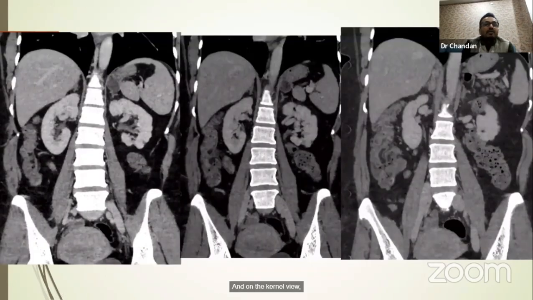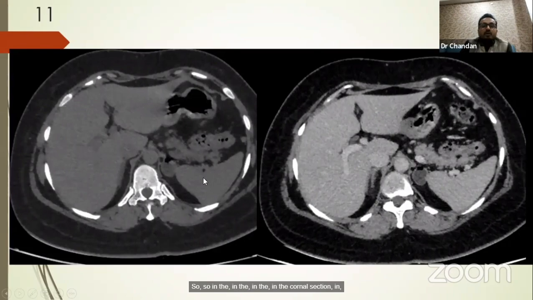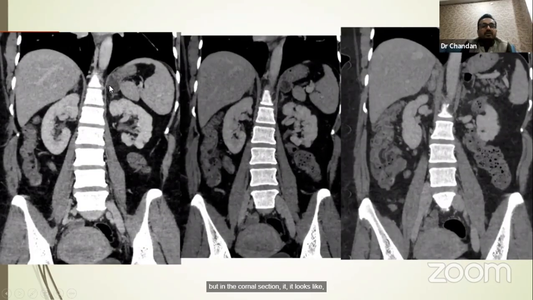And on the coronal view we can see the lesion is abutting the adrenal gland, and this is the stomach, and this is the hypo-enhancing lesion here. And again in the coronal view, in the most posterior section, we can see the adrenal is separately visualized, and this is the lesion, and the lesion is showing the air foci. So in the axial section it seems like an adrenal lesion, but in the coronal section it looks like an extra-adrenal lesion.